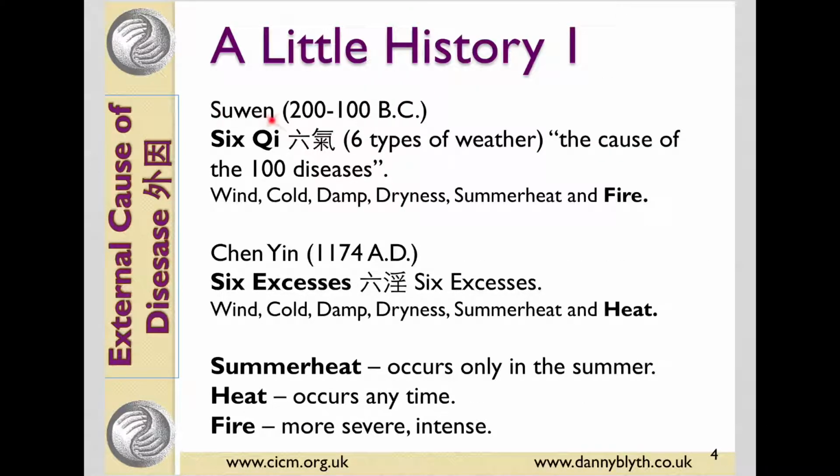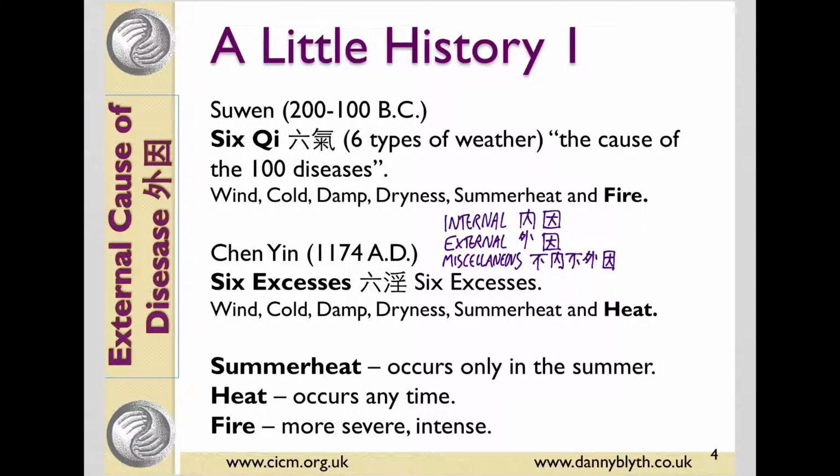So, a little history. In the Su Wen, the Simple Questions, they talk about the 6 Qi, the 6 types of weather, as being the cause of the 100 diseases. Chen Yin talked about the 6 excesses, an excess of one of the pathogens: wind, cold, damp, dryness, summer heat, and heat. The Su Wen talked about fire.